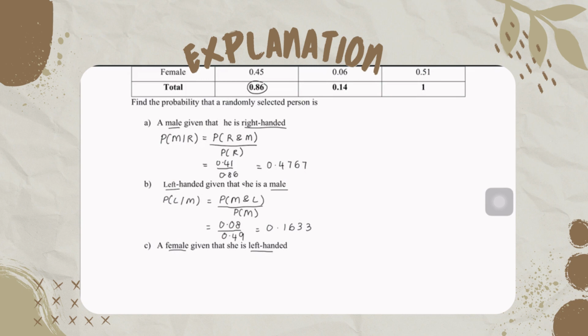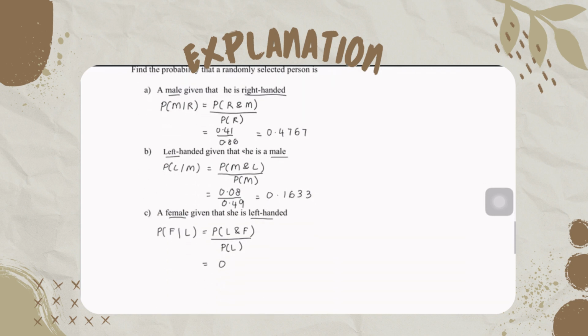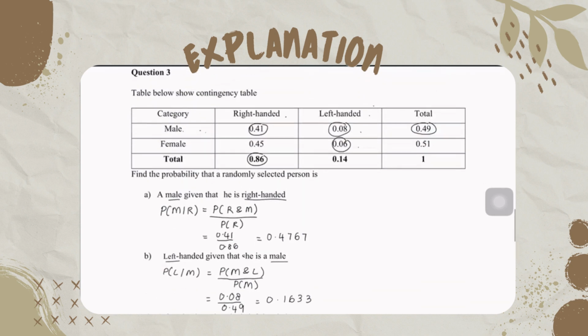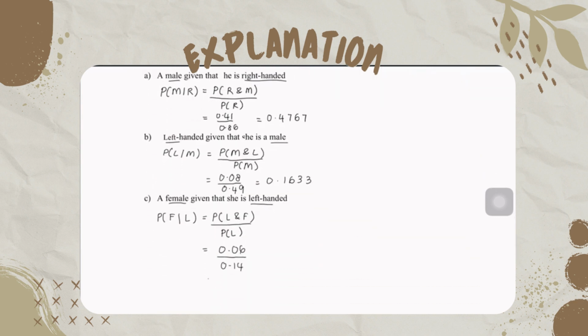The last part is female given that she is left-handed. The keywords are female and left-handed. The formula is similar but changed a bit: probability of female given left-handed equals probability of left-handed and female divided by probability of left-handed. We go to the table, and it is 0.06 divided by 0.14, and we get the answer 0.4286. That's all for question 3. Thank you.